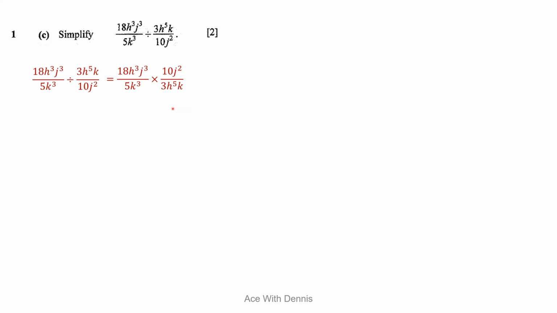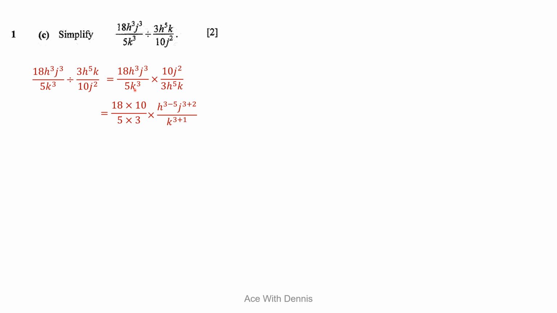Once we have changed this, we can multiply the numbers: 18 times 10 on the numerator, and 5 times 3 on the denominator. When we look at the indices with the same letter, if it is divide, then we minus the power. Same letter, when it's multiply, we add the power. So h cubed divided by h to the power 5 will be h to the power 3 minus 5. For the j, it is 3 plus 2. Multiply becomes plus, k cubed and k, here the power is 1, so it's 3 plus 1 at the bottom.